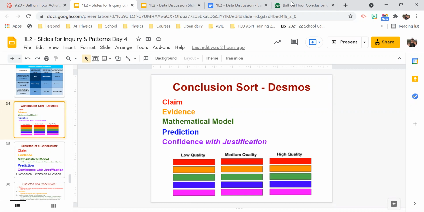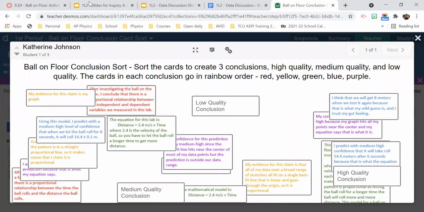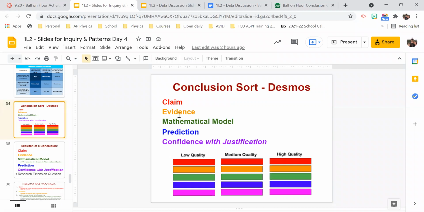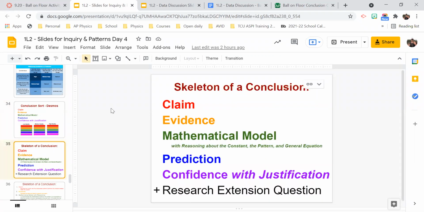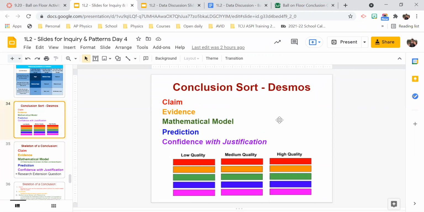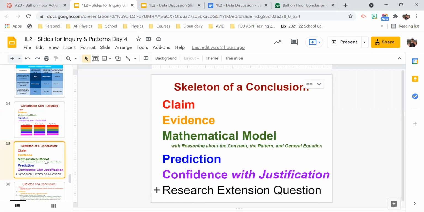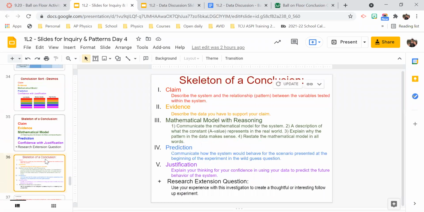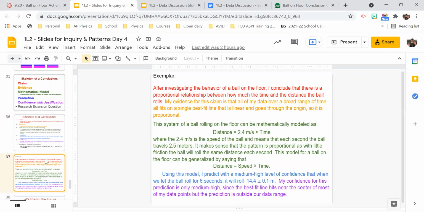Yes, okay. So claim is red, evidence is yellow, mathematical model. So your reasoning is green, your prediction is blue, and then your confidence with justification is purple. So they should line up into three separate columns. Really, if it's your highly confident one or high quality CER, you're going to see it kind of needs two columns to make that happen. So skeleton of a conclusion, kind of what should be in there.